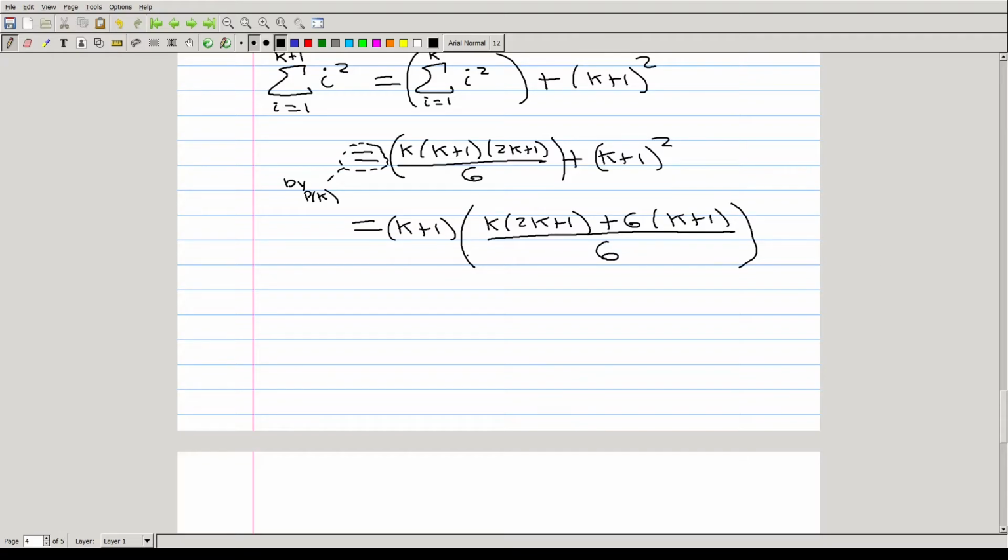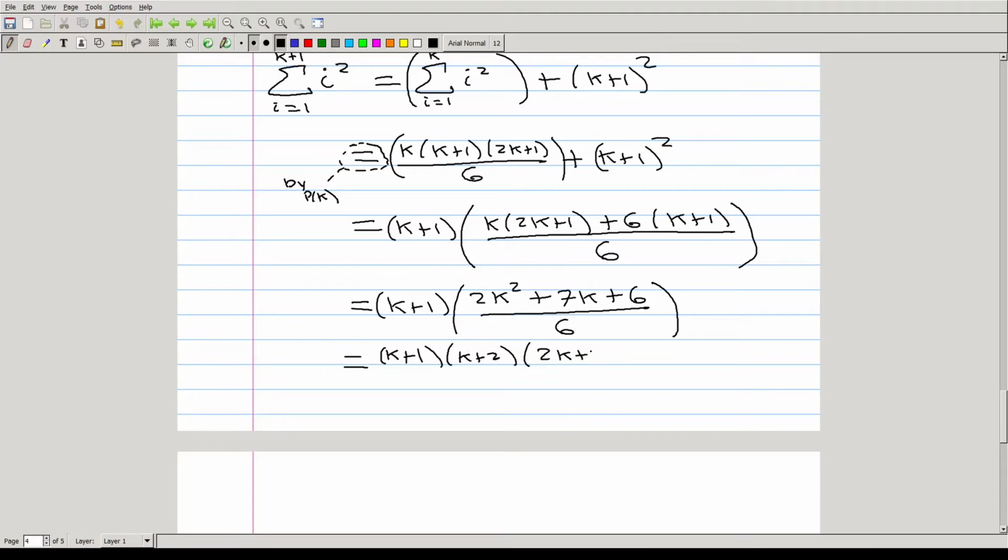And if we rewrite this out a little bit more to simplify, this is the same thing as k plus 1 times 2k squared plus 7k plus 6, divided by 6, which factors very, very nicely. This factors to k plus 1 times k plus 2 times 2k plus 3 over 6.